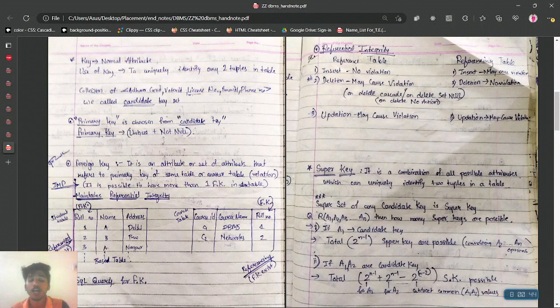Then again is the primary key. A primary key is a unique and not null key which can help us to uniquely identify the database, and it is only one. There is only one primary key present in a table.